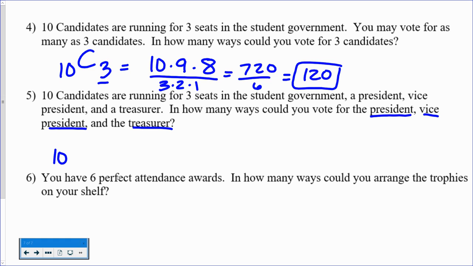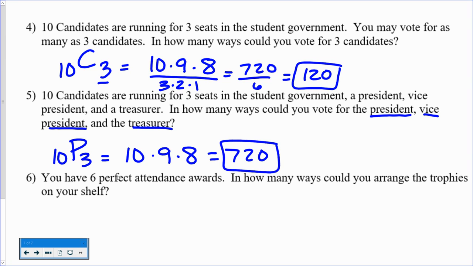We are still going to have 3 people serve on the student government, but now 1 is a president, and only 1 can be the president. Only 1 can be the vice president, and 1 can be the treasurer. So now that makes this a permutation for those 3 people. So 10 options, 9 options, 8 options. I don't divide by a 3, 2, 1 because this is a permutation. So I have 720 options.